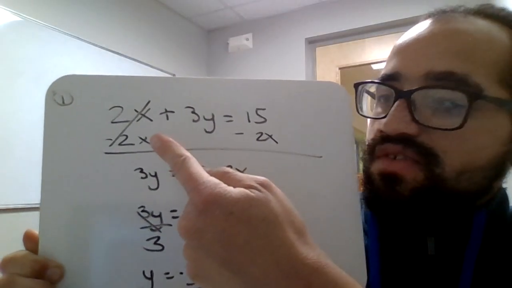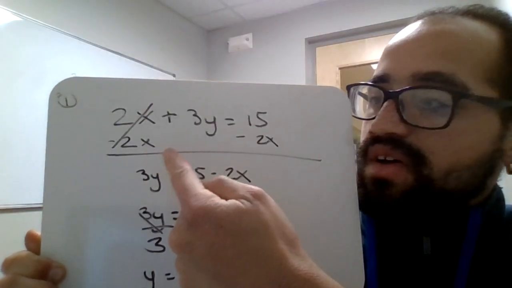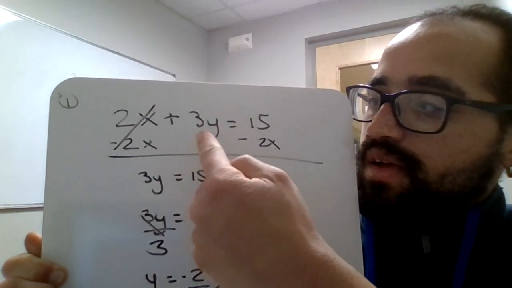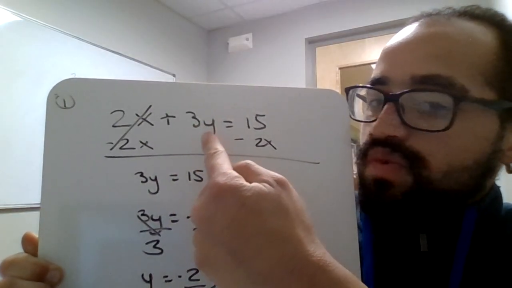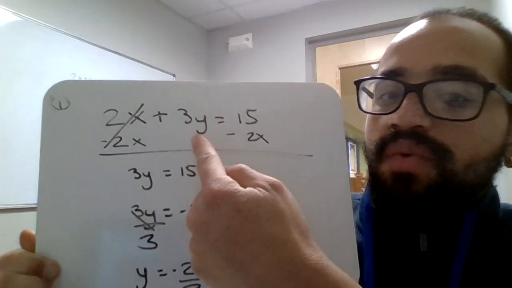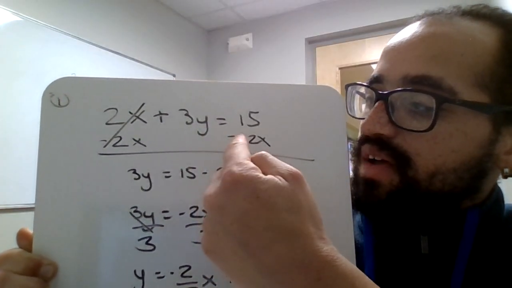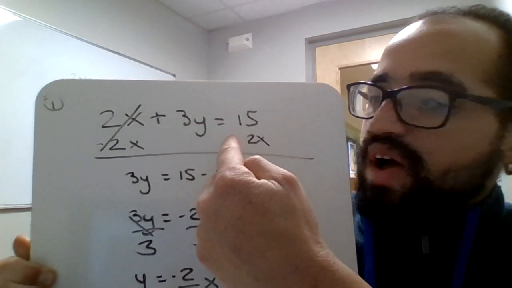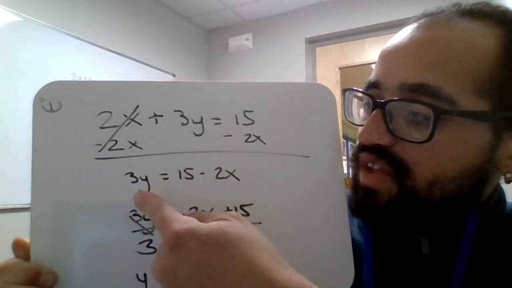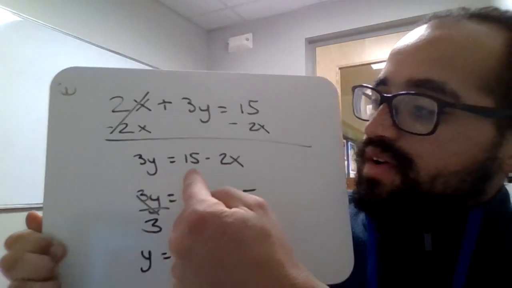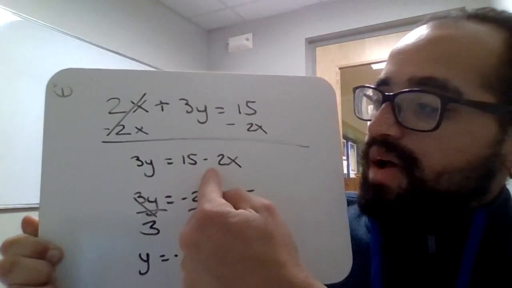So in this case, 2x minus 2x is going to equal 0. 3y we leave alone because that's the variable that we want to be all by itself on one side of the equation. And then we subtracted 2x from 15. So that gets us 3y equaling 15 minus 2x.